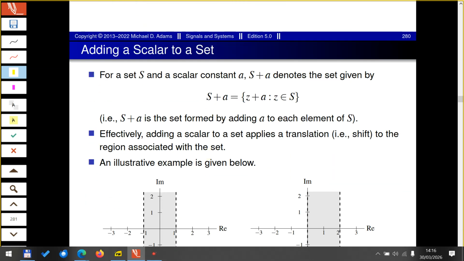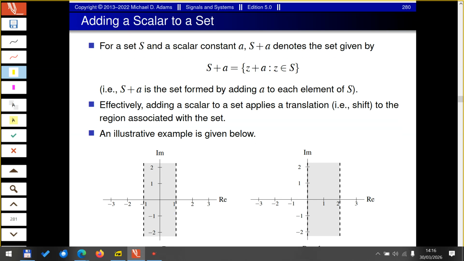And sometimes you need to shift a region of convergence. So let's say there is a region of convergence S, and you just add a scalar constant to each point of S. This will be the precise way in which you write it: in the complex plane, each z, you add a constant a to each z, and instead of writing this every time, you write it as S plus a, right? And this notation is only allowed when one of these two addends is a set and the other is a number or an element of that set.